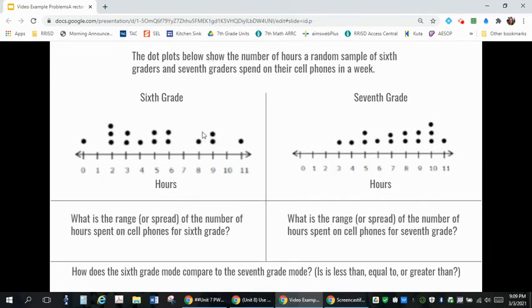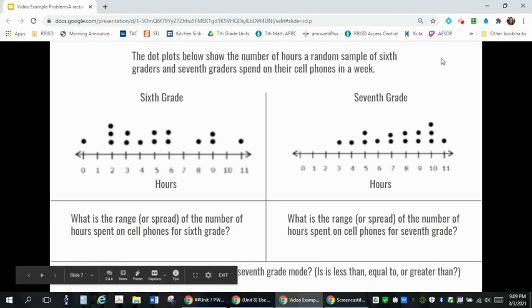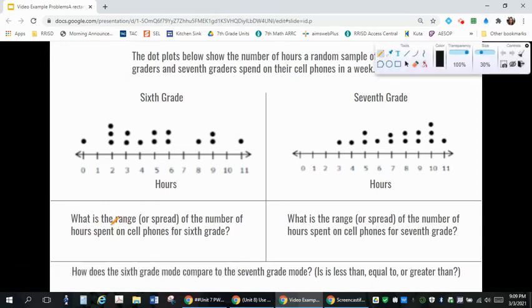I think this is our last piece of data here, which is range. So let's read the dot plots below. We're still talking about the cell phone usage of 6th graders and 7th graders in hours per week. So now the question is asking, what is the range or spread, which are two different words for the same thing, of the number of hours spent on cell phones for 6th grade, and what is the range or spread for 7th grade?